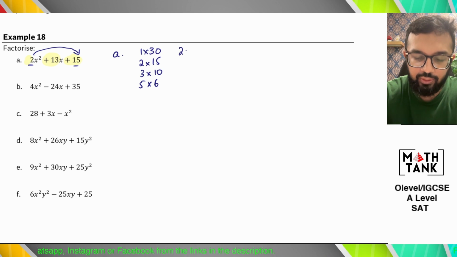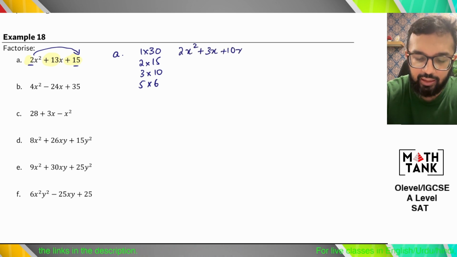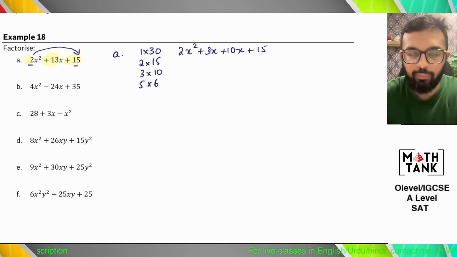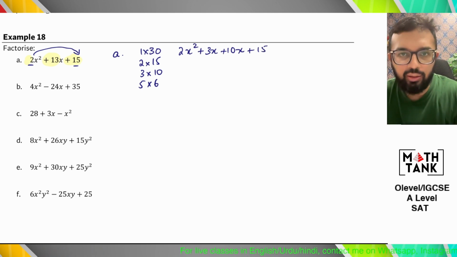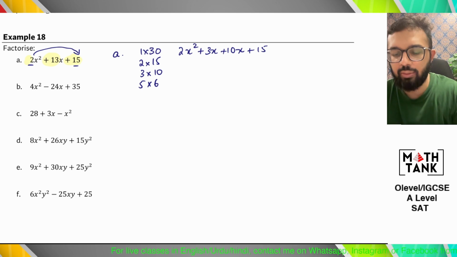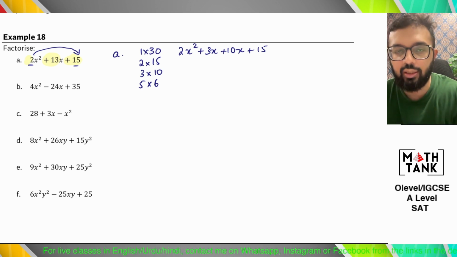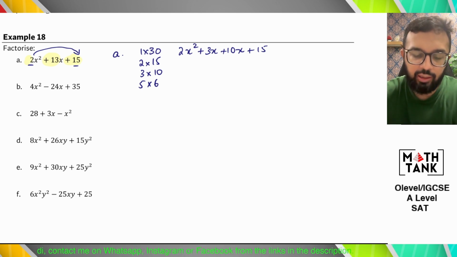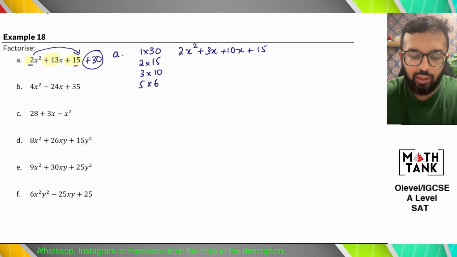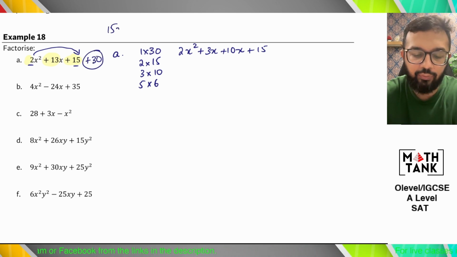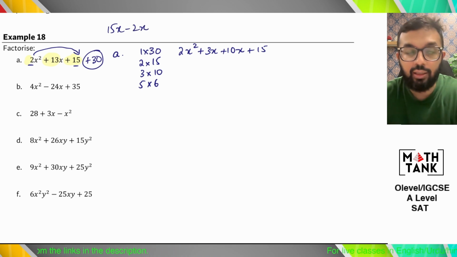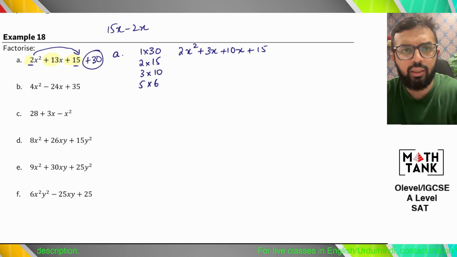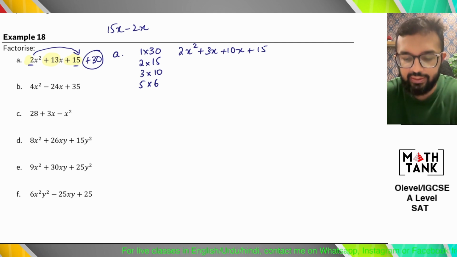So what I'm going to do is take 3x and 10x, so that when multiplied together they give me a plus 30, and when added together they give me 13x. Okay, remember that plus 30 is also necessary. If you had picked 15 and 2, you would have had to do 15x minus 2x. In that case, that wouldn't have turned out to be plus 30.